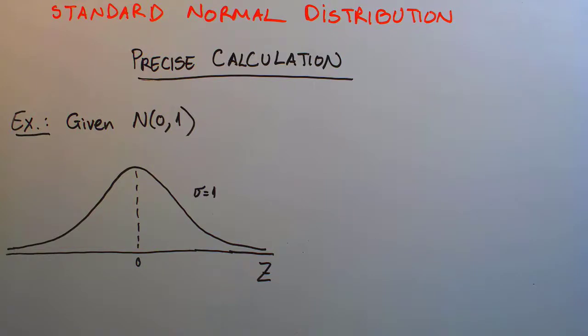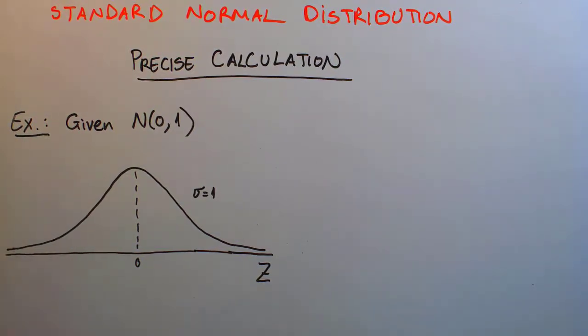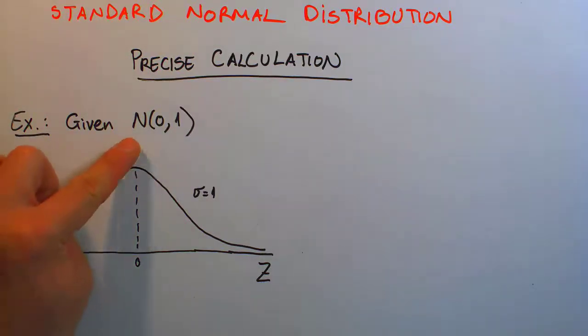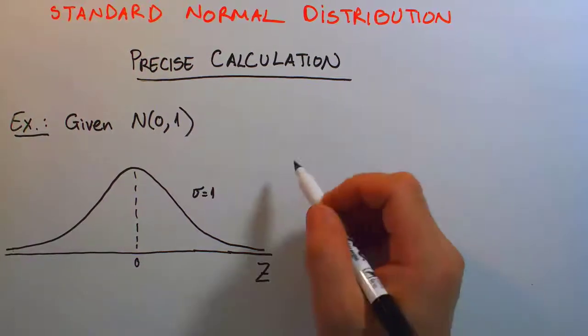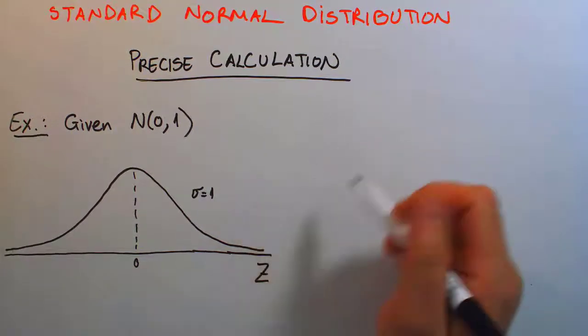All right, so now we are ready for a different class of problems right here. And so once again, given that we are on a standard normal distribution, it's an N(0, 1), and that nice bell curve with center at 0 and sigma 1 right here. And here's the worded question here.